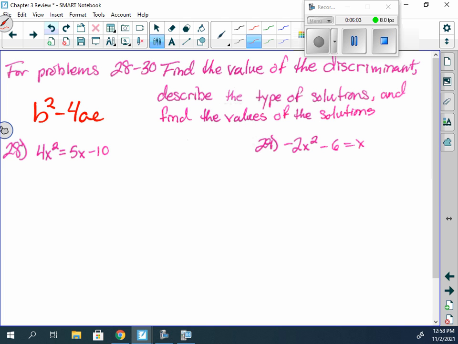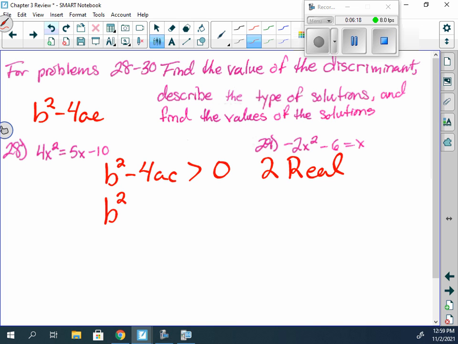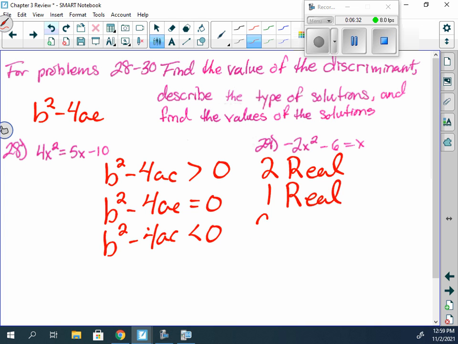Now, whenever we talk about the discriminant, there are three possible cases. b squared minus 4ac can be greater than 0, which means we have two real solutions. It could also be that b squared minus 4ac is equal to 0, so we have one real, and I would add unique, solution. Or b squared minus 4ac is less than 0, which means we have two complex solutions.